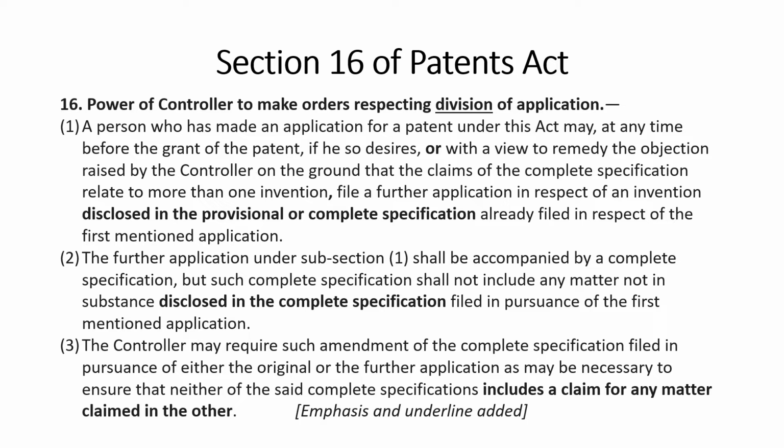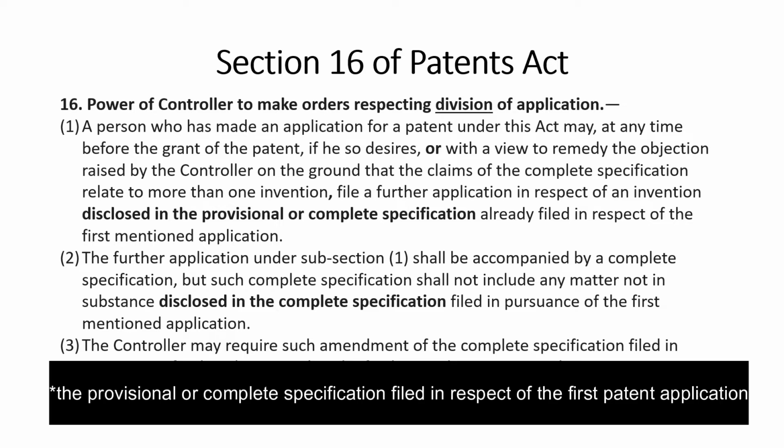Section 16 subsection 1 provides that any person who has made a patent application under the Indian Patents Act can, anytime before the grant of the patent on his application, file a further application if he so desires, or with a view to remedy the objection raised by the controller on the ground that the claims of the patent application relate to more than one invention. So there is a plurality of distinct inventions in the patent application, and thus he can divide his patent application into several other applications. The provision says that the further application could be filed in respect of any invention that has been disclosed in the provisional or the complete specification.